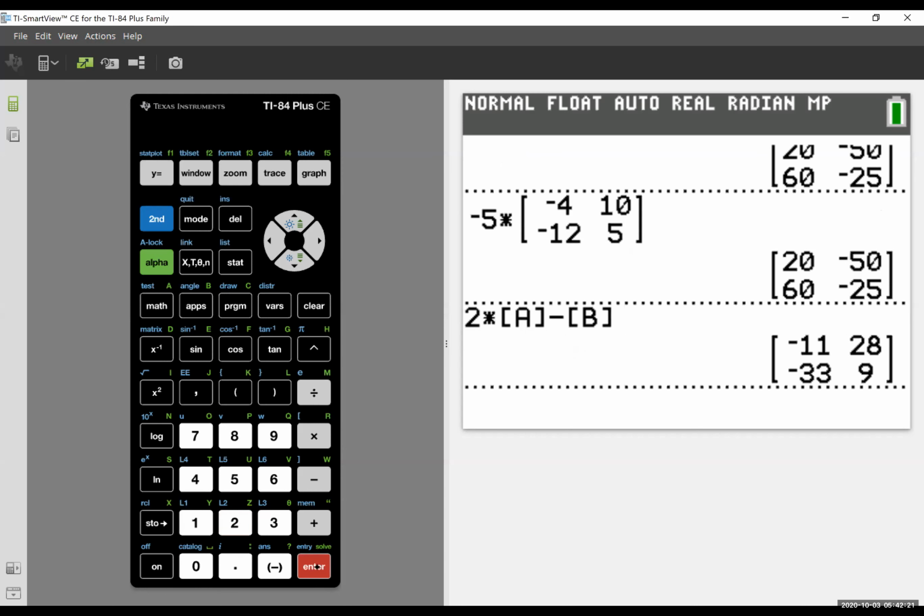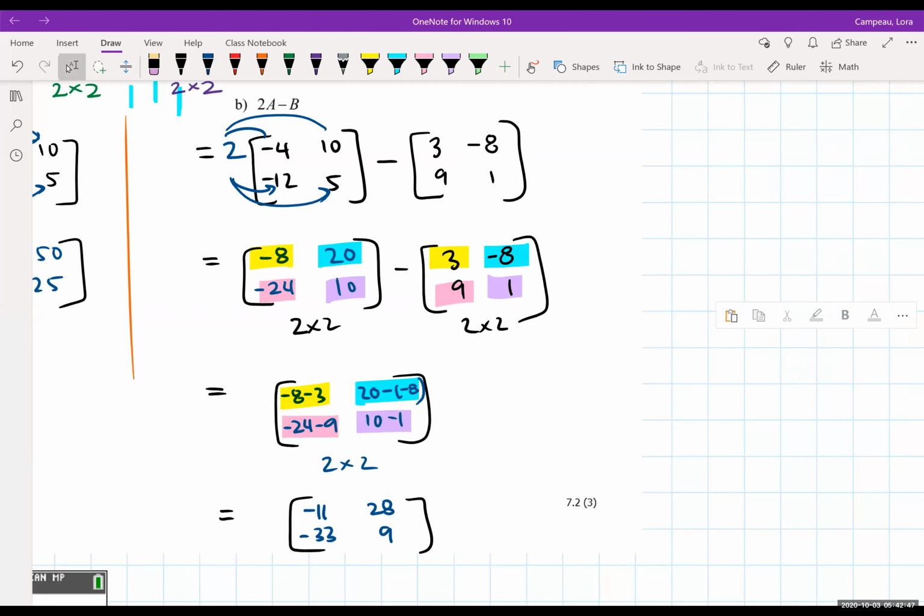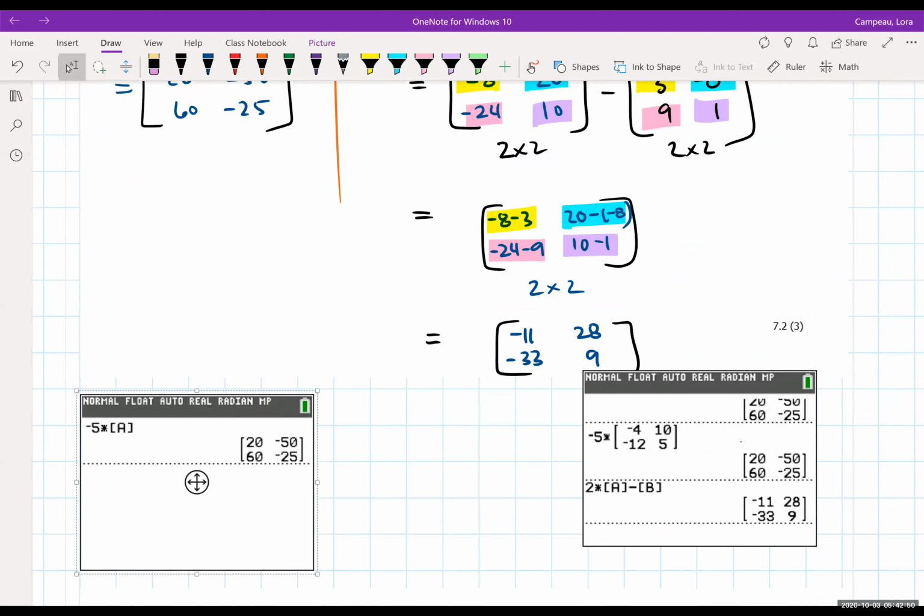Press enter. And let's see if we got the same thing we got by doing the computations by hand. So I'm going to copy that over so that we can do some comparisons. And let's go back and I'll paste it onto the side, hopefully. We'll paste. And let's see. Did we get the same thing? So what I'm looking at right now, just so that you all see, -11, 28, -33, and 9. And you're good to go.